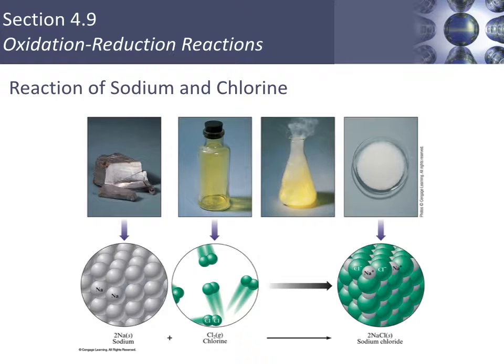In these reactions, sodium goes from 0 charge to +1 because it has lost an electron, and chlorine goes also from a 0 charge to a negative charge because it gained an electron. When something loses an electron, we say it was oxidized, and when something has gained an electron, we say it was reduced.